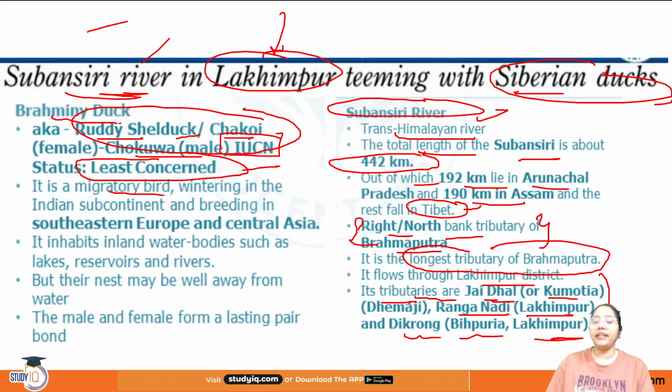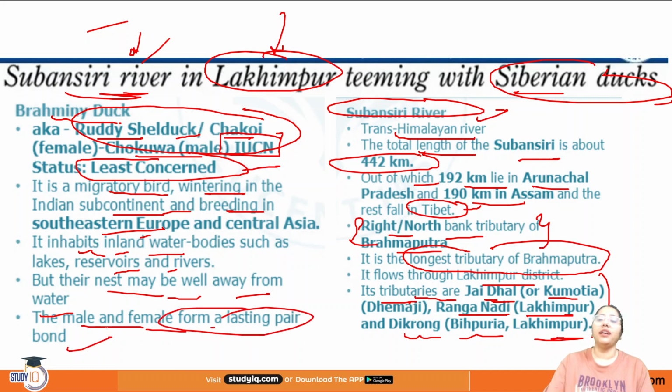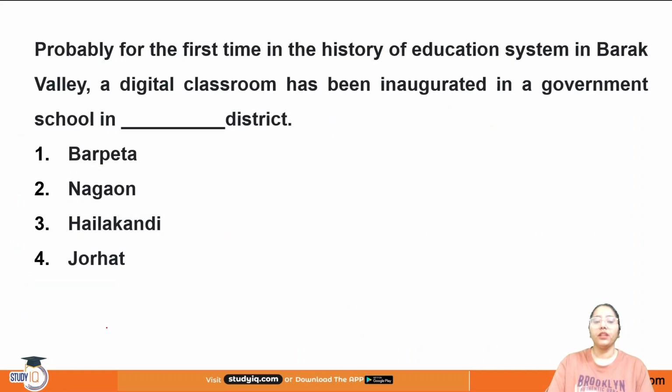It is a migratory bird basically. It winters in the Indian subcontinent, and also it has a breeding ground in southeastern Europe and Central Asia. It inhabits the inland water bodies like lakes, reservoirs and rivers. Like here, it is inhabiting the Subansiri River, but their nest may be well away from the water. The male and female form a lasting pair bond in the Siberian duck.